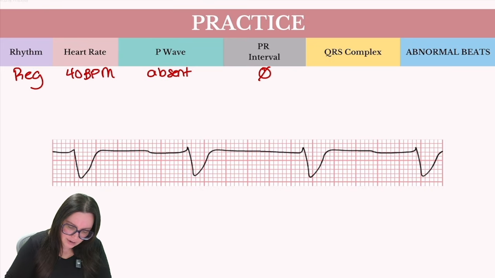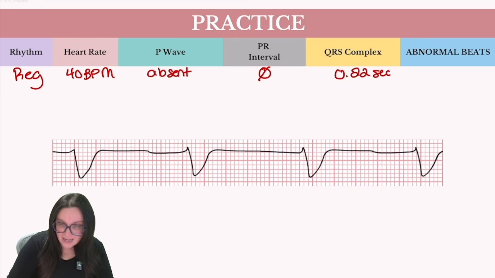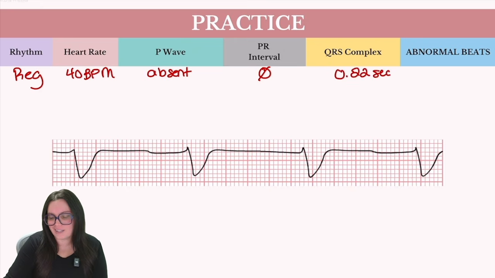And then lastly, our QRS complex. If I was to measure this out, it's huge, right? It starts here, comes all the way down here, and then comes up here. So we have a big, wide, ugly QRS complex. This one's approximately 0.22 seconds. And then lastly, do I have any abnormal beats? Absolutely not.